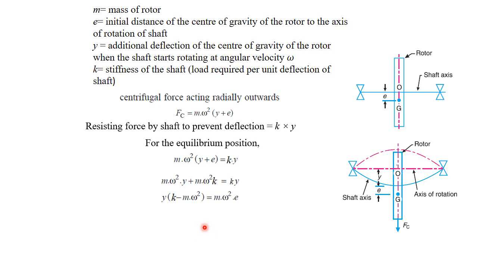Now I am dividing the numerator and denominator by m. The m in the numerator will be cancelled, and the denominator will be k by m minus omega square. What is this k by m? Stiffness by mass is the square of the natural frequency, omega n square. So you can write it like this: omega square into e by (omega n square minus omega square). This is the expression for the deflection y of the shaft.